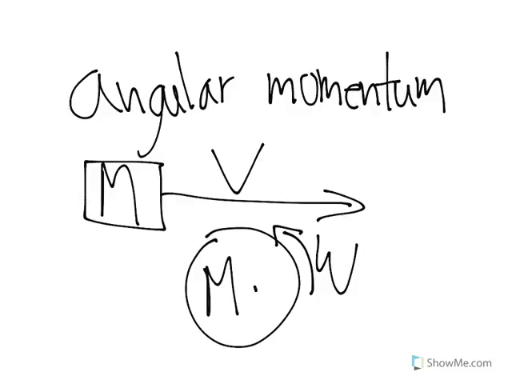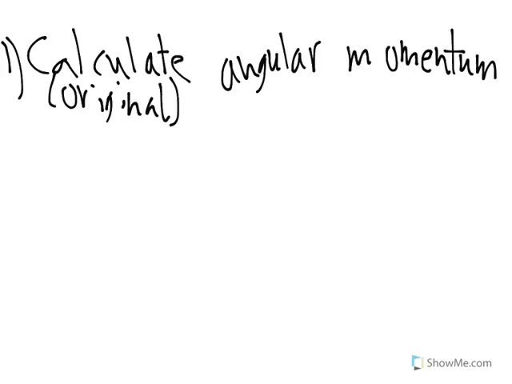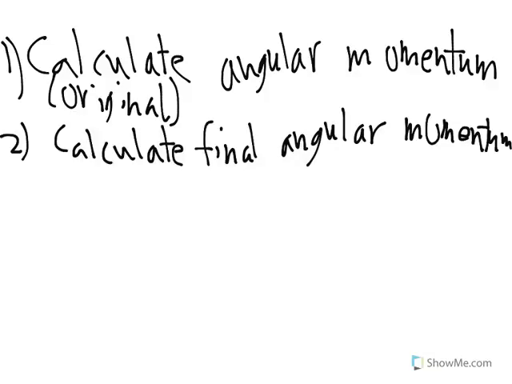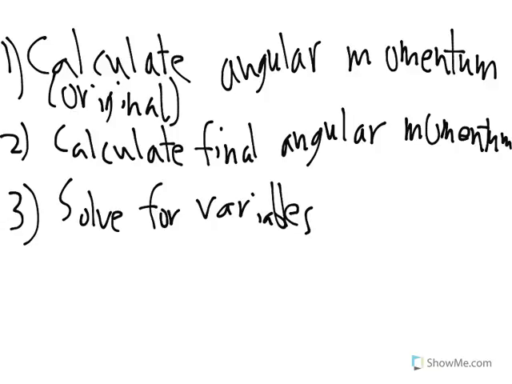But first, before we can engineer stuff around that, we have to be able to calculate it. So we go through the same steps as before. First, we calculate the original angular momentum. Then, you calculate the final angular momentum. And then finally, you set them equal and solve for any variables you're looking for. By doing these three things, we can solve almost any related question. So let's start with an example question so we can see how we go through those steps.